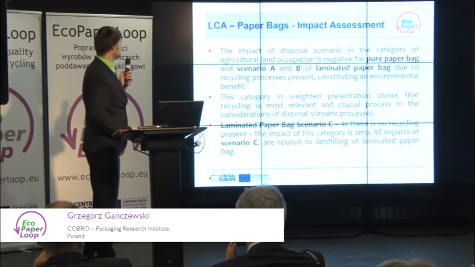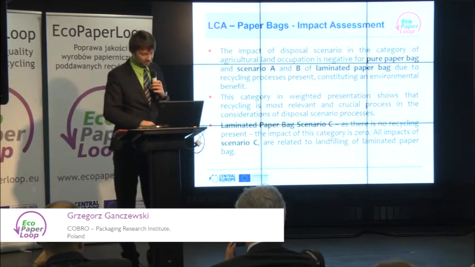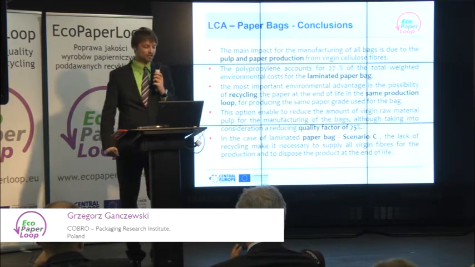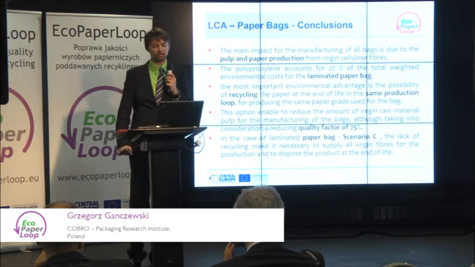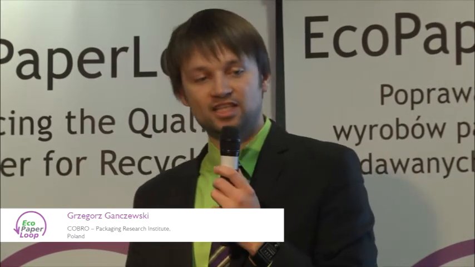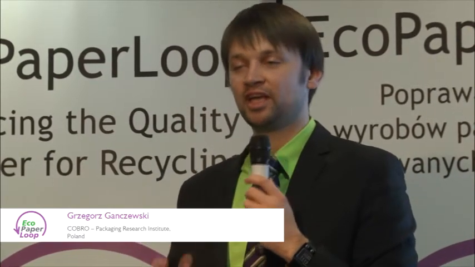So, what I said, and some conclusions about that. The main impact for the manufacturing of all bags is due to the pulp and paper production from virgin cellulose fibers. When we look at the full results and we look in detail at which processes are mainly responsible for which results, we see that the main impact of manufacturing is from pulp and paper production, which tells us automatically that if we recycle it, we can avoid much of this impact. Polypropylene accounts for roughly 25% of the total weighted environmental cost for the laminated paper bag.